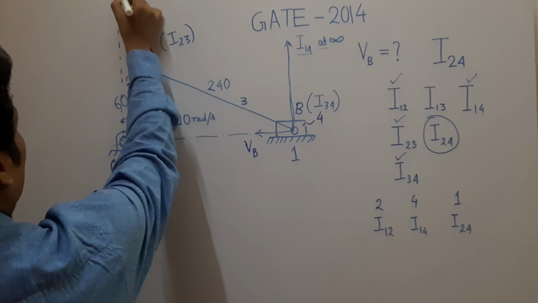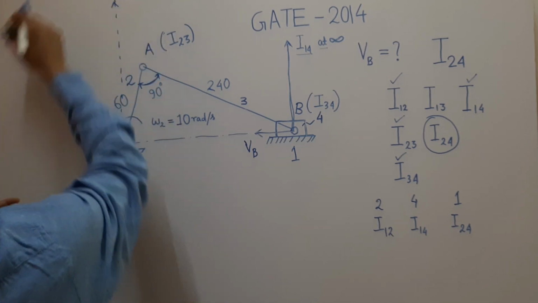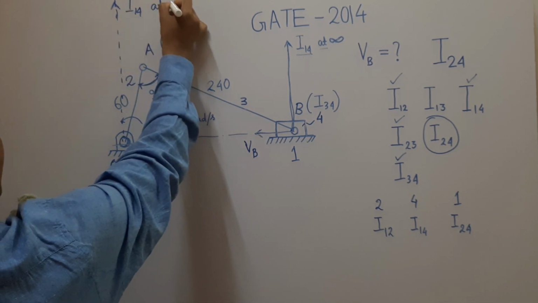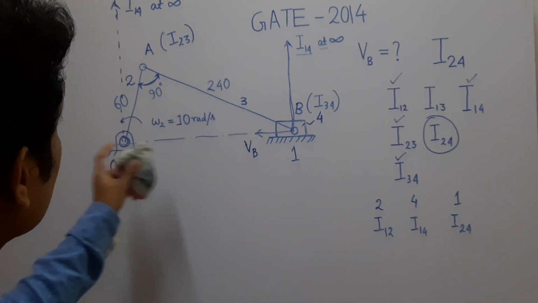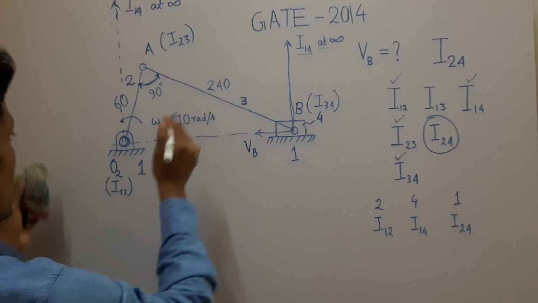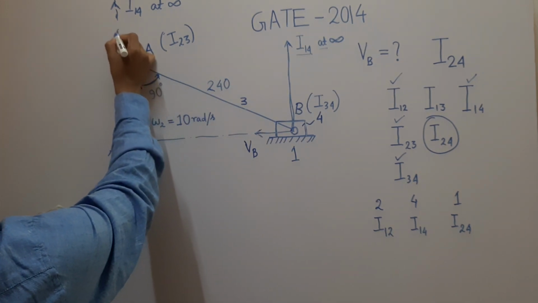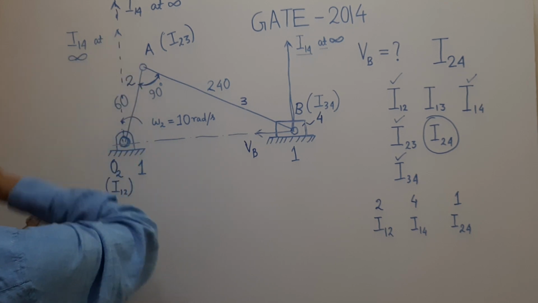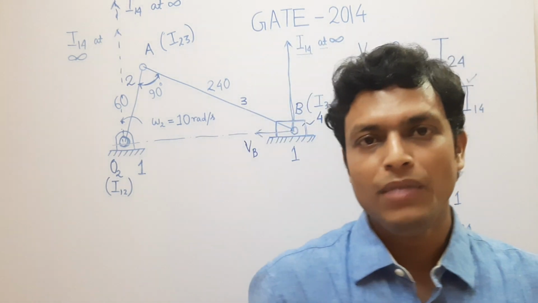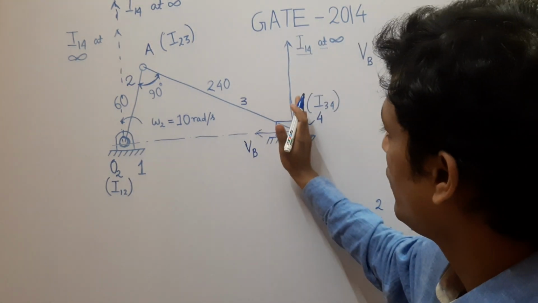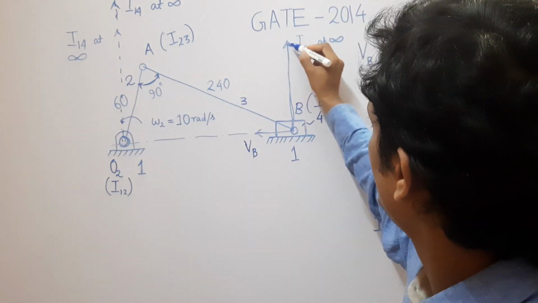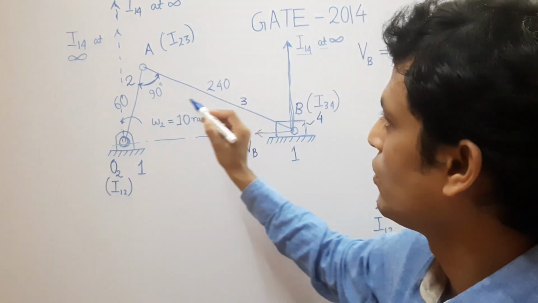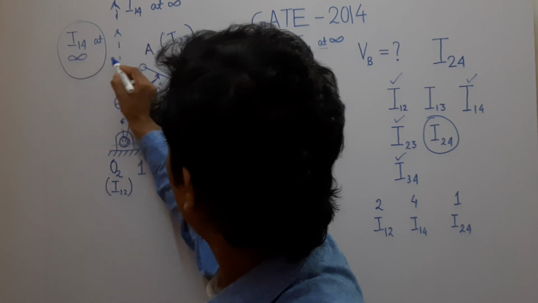This is a line, and I14 lies on this line also at infinity. Because all the parallel lines will meet at infinity, we can consider that I14 lies on this line also at infinity. As all the lines meet at infinity, we can shift I14 onto all parallel lines which are parallel to this line. So this line is also parallel to this line, and we can consider I14 lies on this line at infinity.